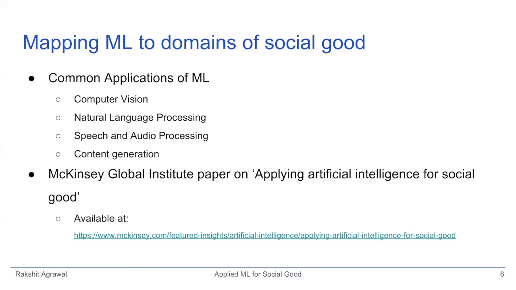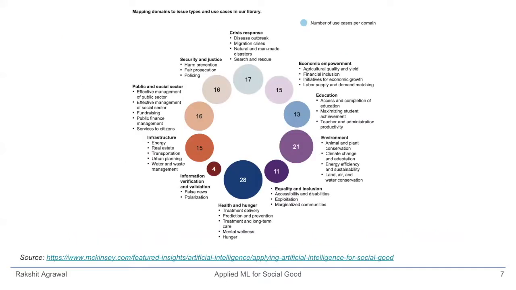So how they look at it is, they have 10 particular use cases: crisis response, economic empowerment, education, environment, equality and inclusion, health and hunger, information, infrastructure, public and social sector, security and justice. Right, and the color is basically how much has already been done in the space. So health is, at present, the biggest use case of AI. Computer science in general, but AI also, there has been a lot of research in healthcare.